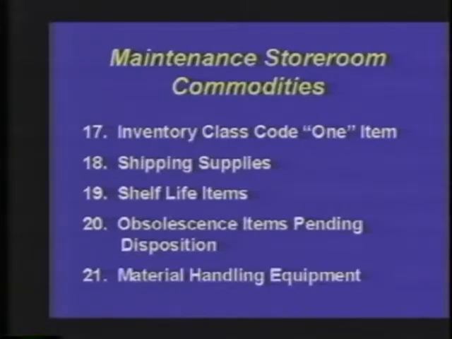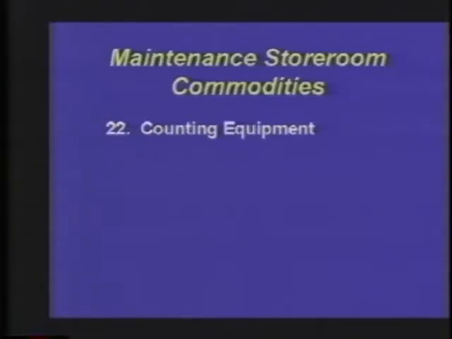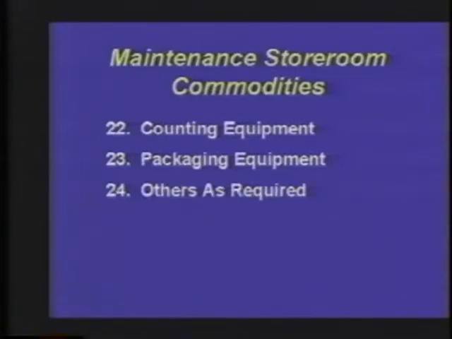Material handling equipment that's used not only within the storeroom, but to transport material to the job site. We have 22, the counting equipment that's required within the storeroom. 23, packaging equipment, and 24 and so forth would be additional commodities. So you could see we have provided you with a very comprehensive list of all of the major commodities that at least we have identified up to this point in time.